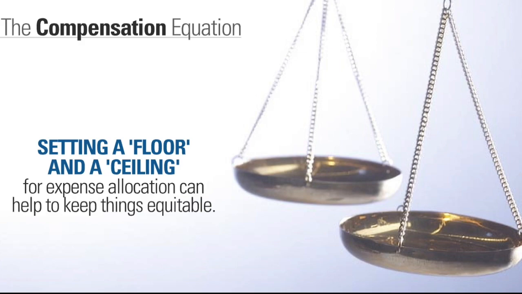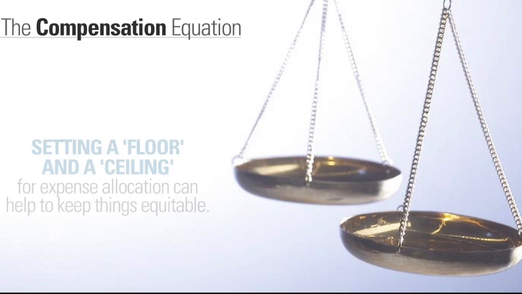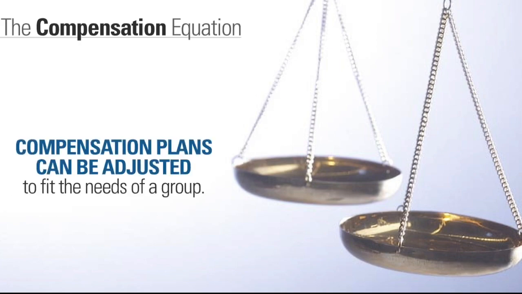The key feature you should look for in a productivity-based compensation plan is that it creates the behavioral incentives valued by the group and that it's viewed as equitable by the group members. All compensation plans can be adjusted to fit the specific needs of a group, but there must be agreement on what those needs are and how fairness will be defined.